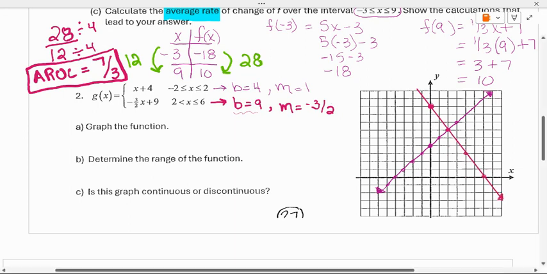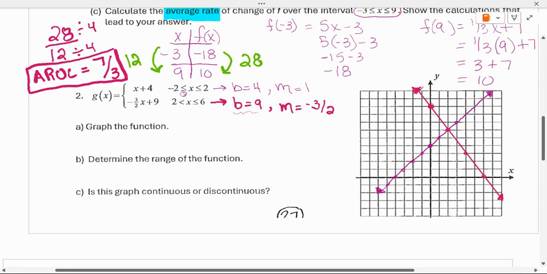And I am now going to go back to each function, and I'm going to look at the domain restrictions, meaning the input values. Okay? So for our first function, g of x equals x plus 4, this is only true when -2 is less than or equal to x is less than or equal to +2.